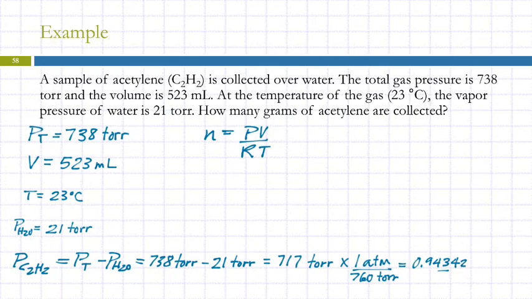0.94342 atmospheres. Okay, so there's our pressure. 0.94342 ATMs. And our volume, 523 milliliters. So I want to show you a different way to do this conversion.